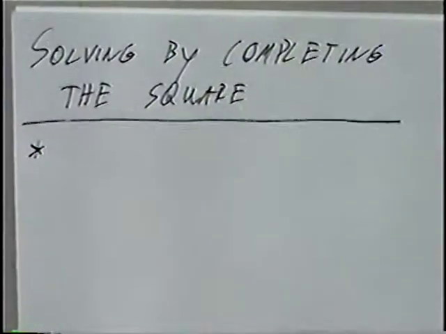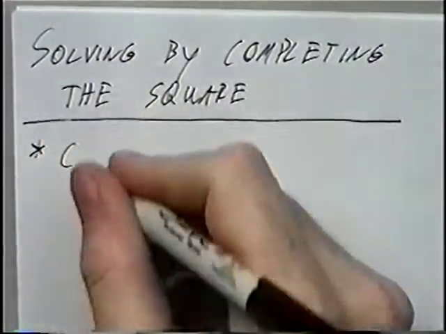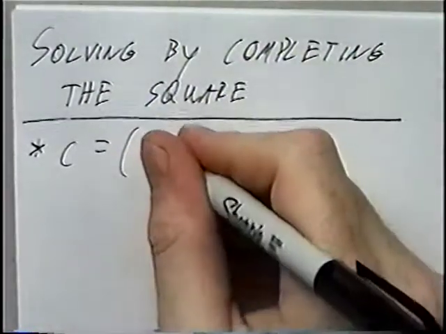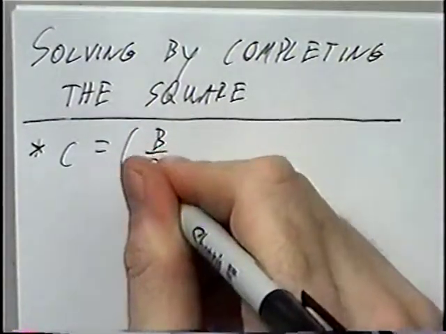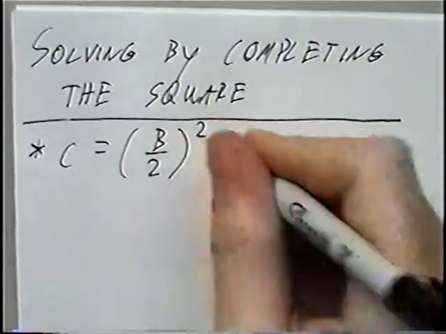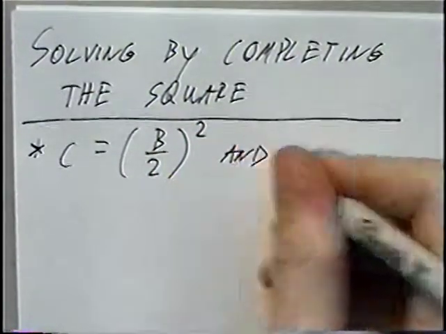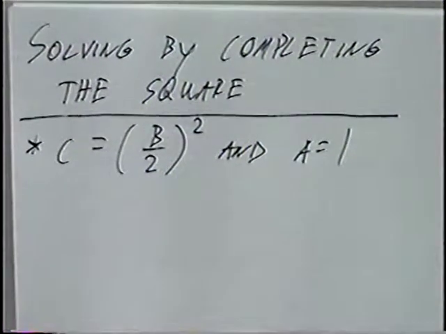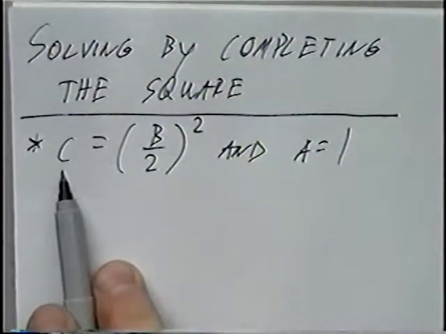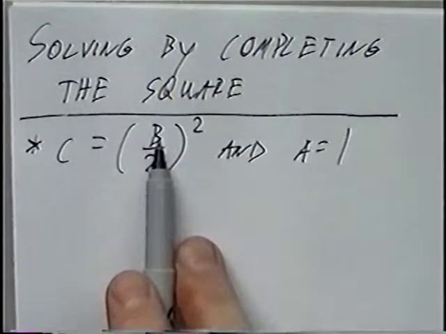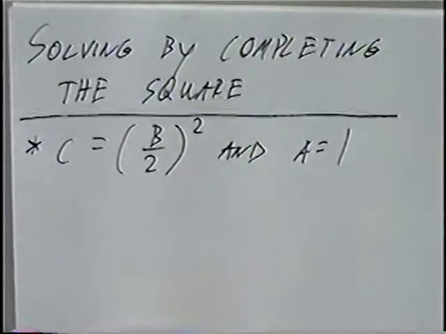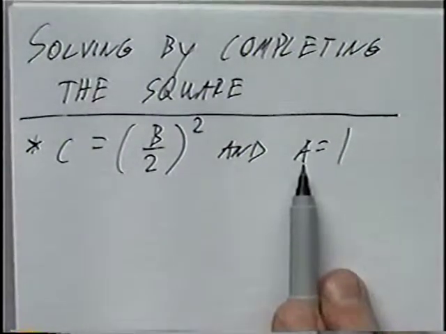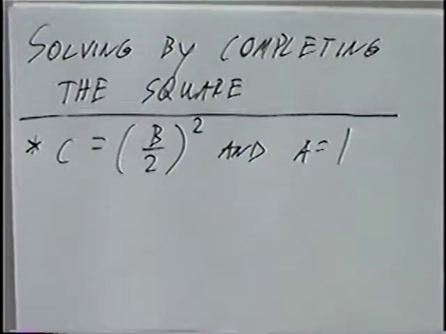The definition for completing the square: the value of c, which will be the last number of a trinomial, will want to be b divided by 2 squared, and we want the value a to be equal to 1. So c again, the last number in the trinomial, will be equal to b, the coefficient in front of x, divided by 2 squared. And we also want a, the coefficient in front of x squared, to equal 1.